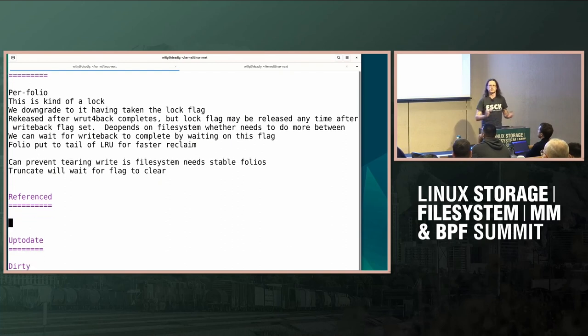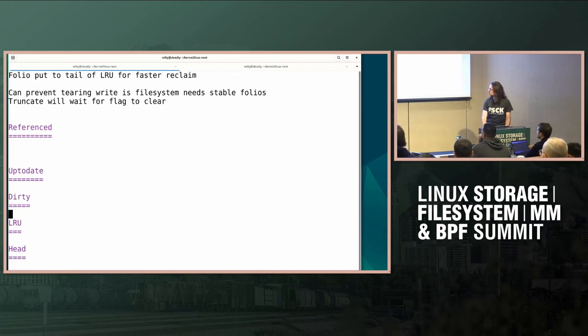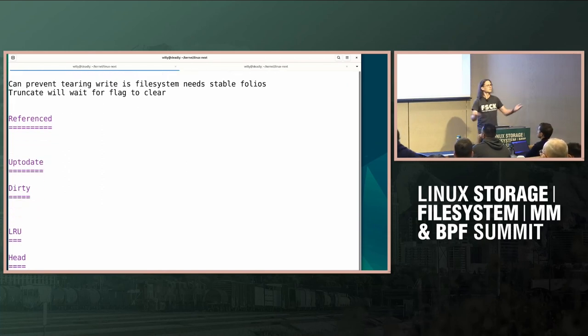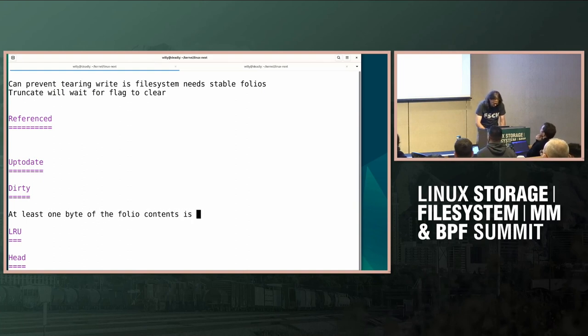All right, what's the reference flag do? Do the dirty next. Do dirty next. Okay, yeah. Tell me something. At least one byte of the folio contents is newer than on disk. Is that true? Yes. We might just set a folio dirty even if nothing changed.